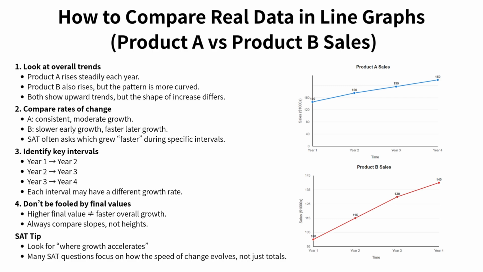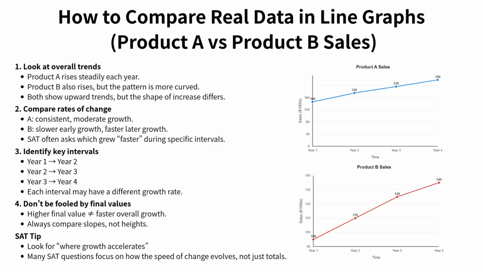In many SAT questions, you'll be asked something like, which product grew faster between year 2 and year 3? Or, during which interval does product B show the greatest increase? To answer these, don't look at final values. Instead, focus on the slopes, how steep each segment is within each interval.